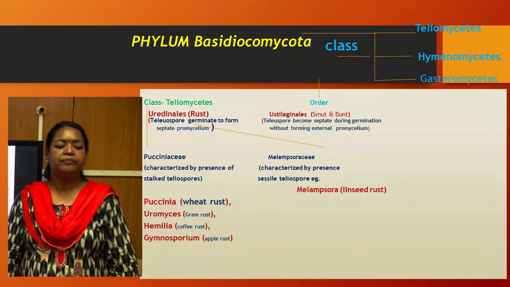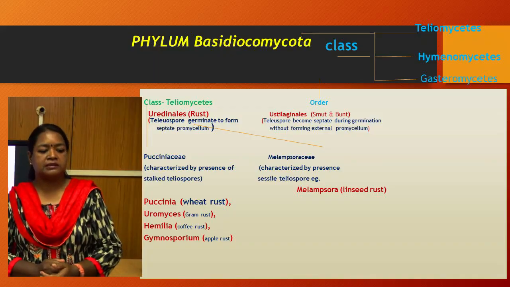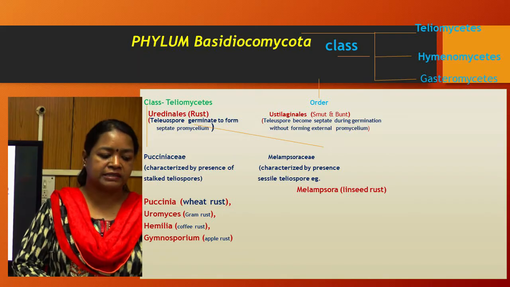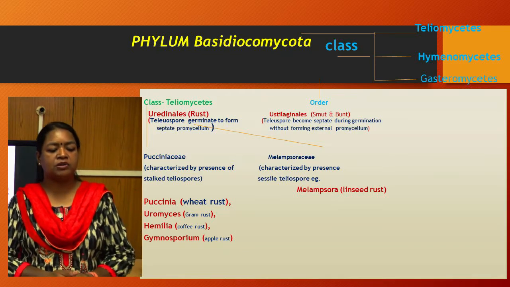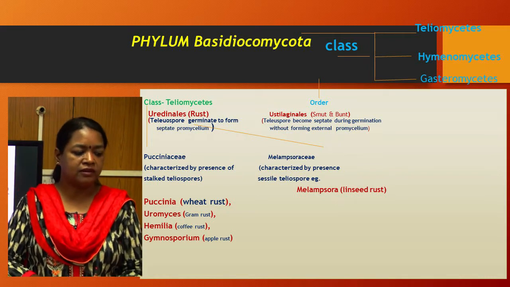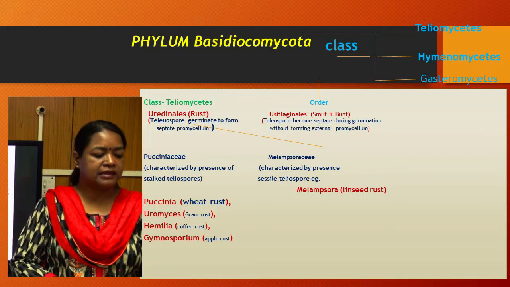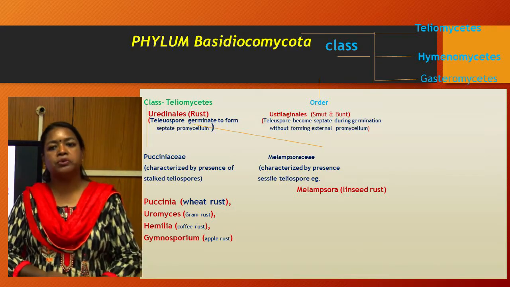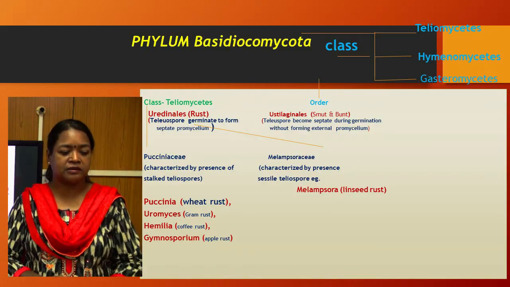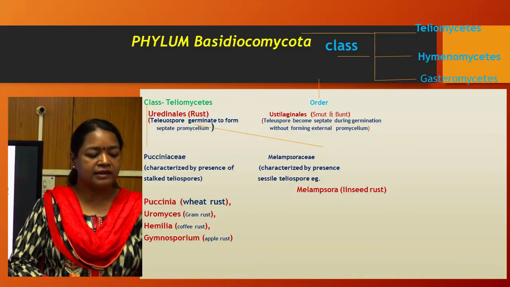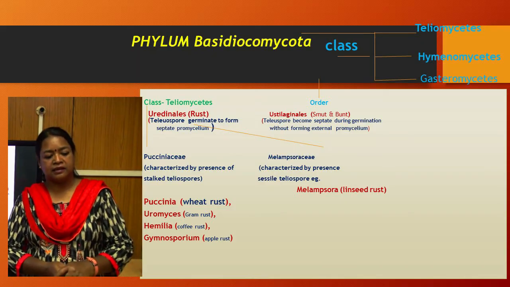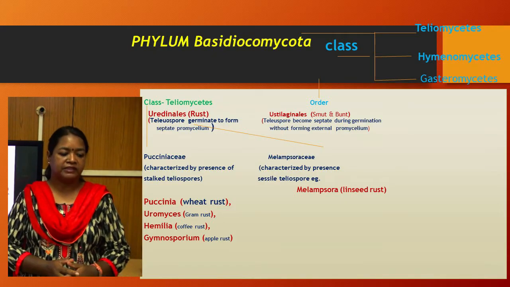The phylum Basidiomycota is divided into three important classes. The first one is Teliomycetes, the second is Hymenomycetes, and Gasteromycetes is the third class of the phylum. The class Teliomycetes is divided into two important orders. The first one is Uredinales, meaning rust. In this order rust fungi occur, and in Ustilaginales there are smut and bunt fungi.